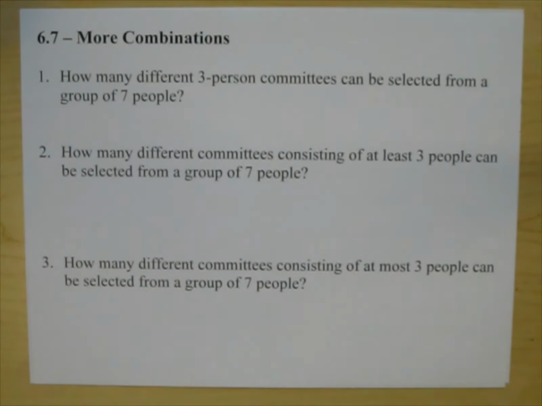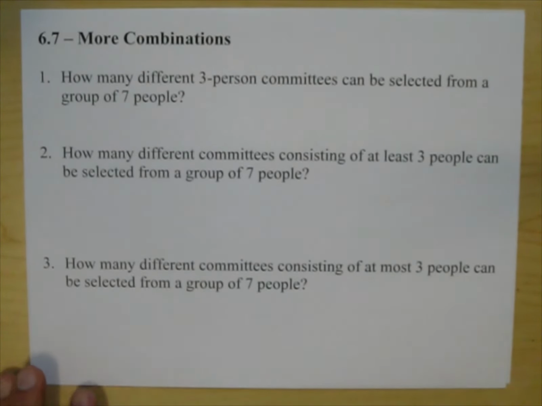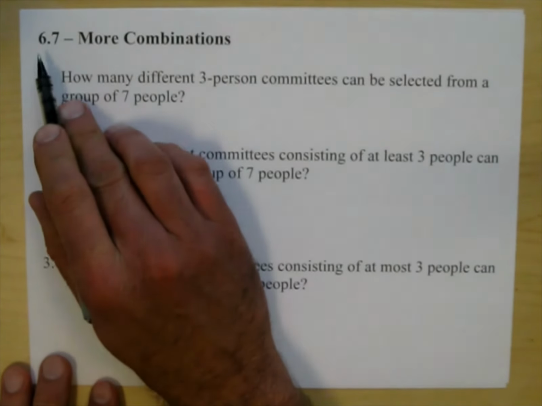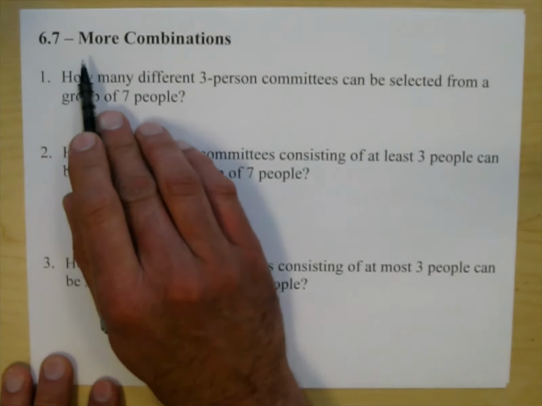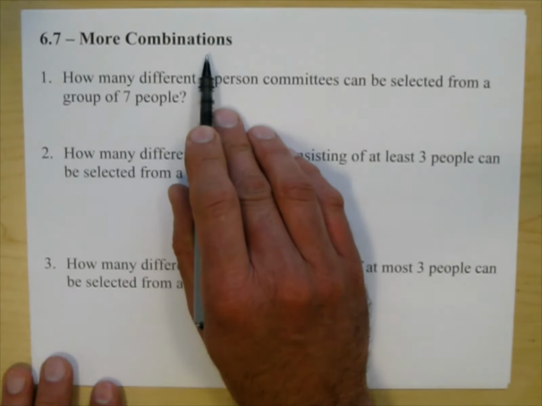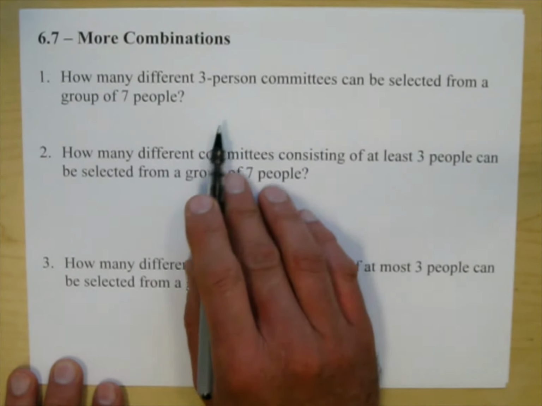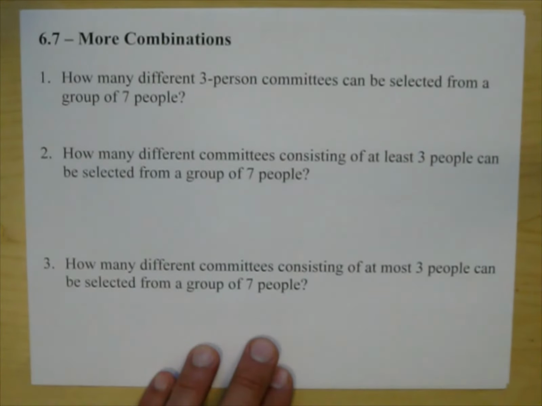Math 230, Quest to College. I'm Joe Vasta, and we are covering section 6.7. This is called More Combinations. And so we will be doing more combinations here, whatever that means.